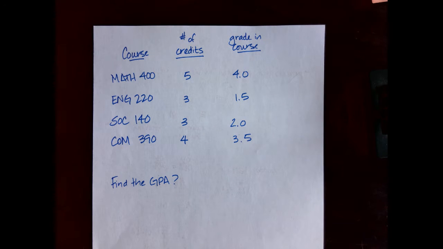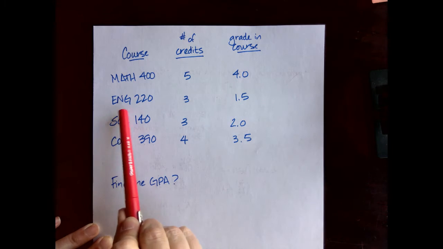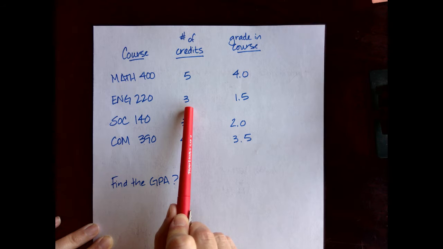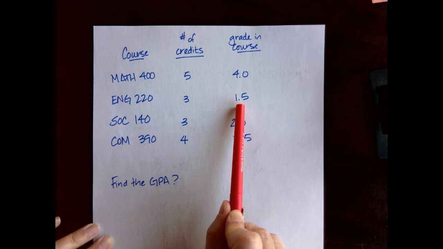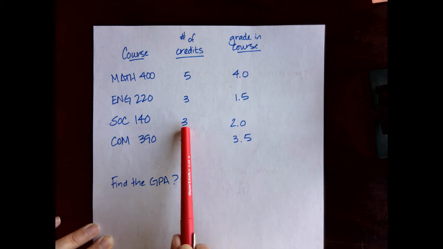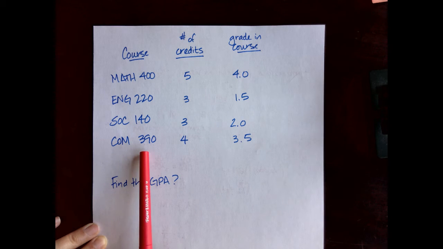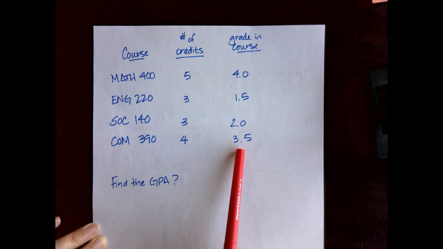Let's say we want to find a grade point average for a student who is taking the following courses: Math 400, which is worth 5 credits, and the student has earned a 4.0 in the course. English 220, which is worth 3 credits, and the student has earned a 1.5 in the course. Sociology 140, that is worth 3 credits, and the student has earned a 2.0 in the course. And Com 390, which is worth 4 credits, and the student has earned a 3.5 in the course.